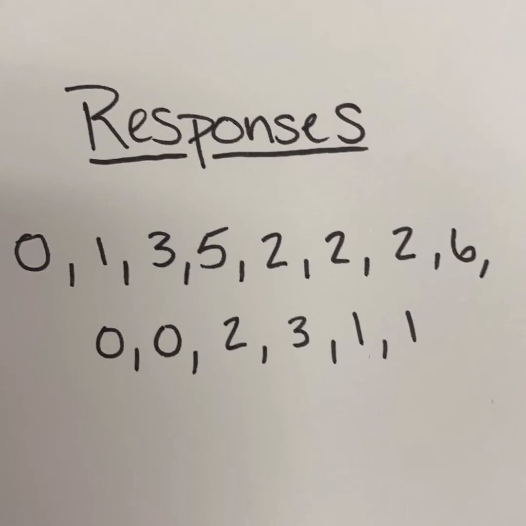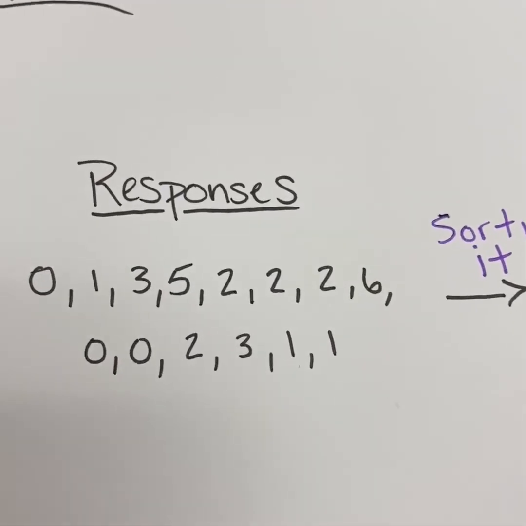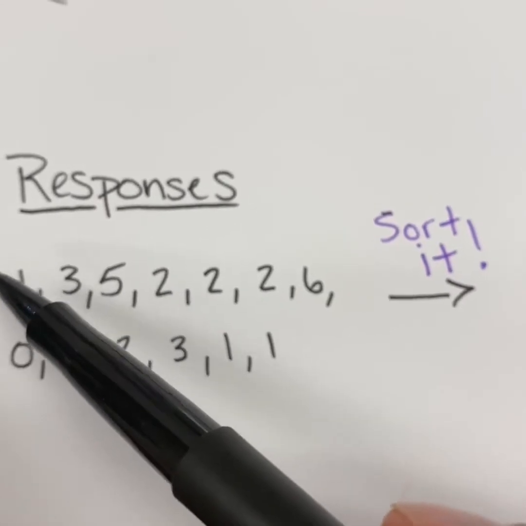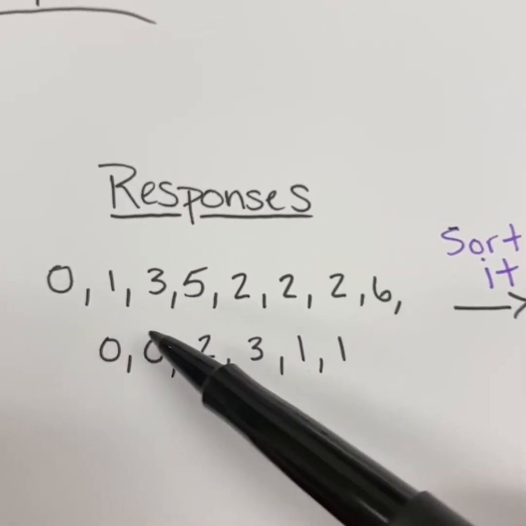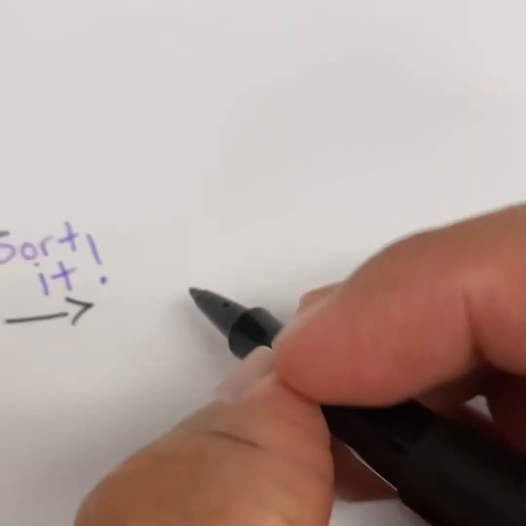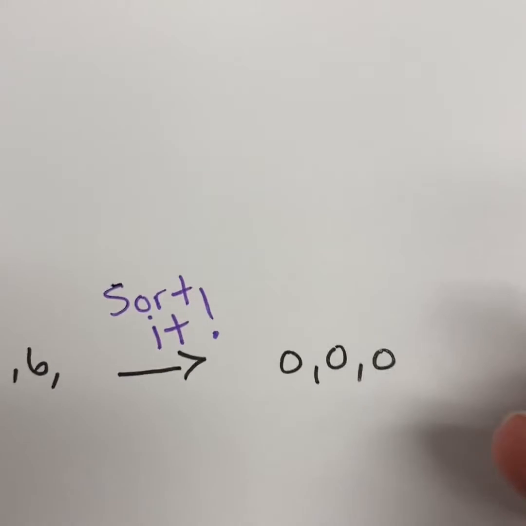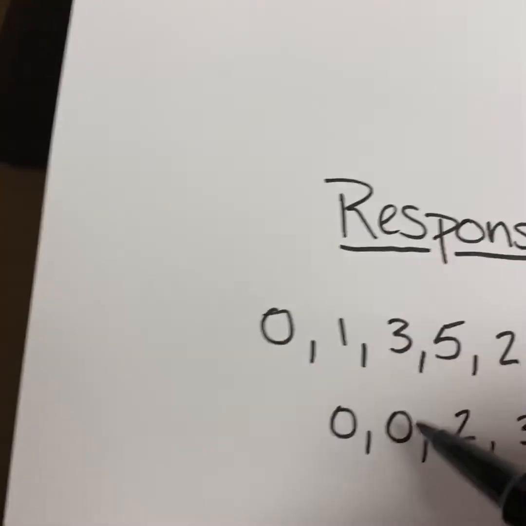The first thing that I want to do with this data is put it into numerical order from least to greatest. It helps me in creating my dot plot, so I'm going to do that first. All right, so we're going to sort it. How many zeros do I have? I've got 1, 2, 3. 3 people said that they don't have any pets, so we're going to go ahead and mark those down first. 0, 0, 0. So we got those taken care of. We can mark those off.